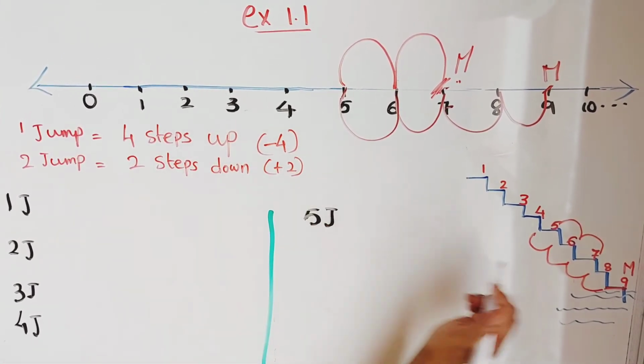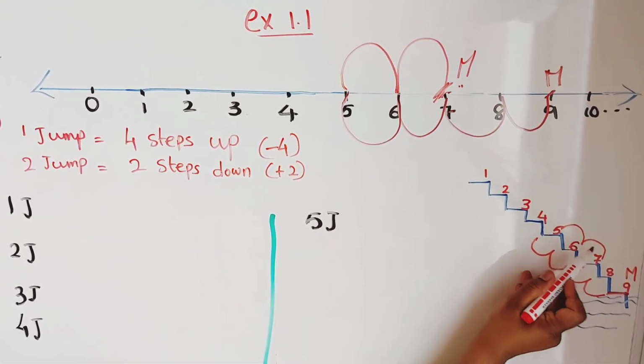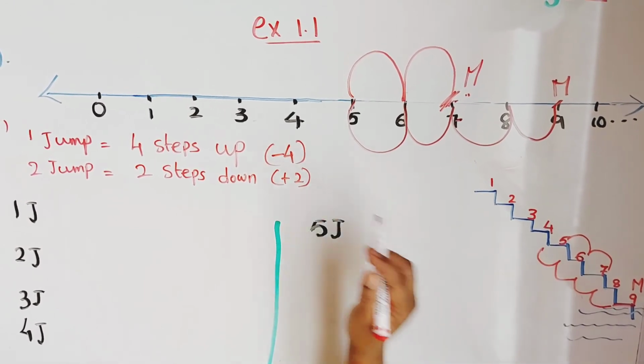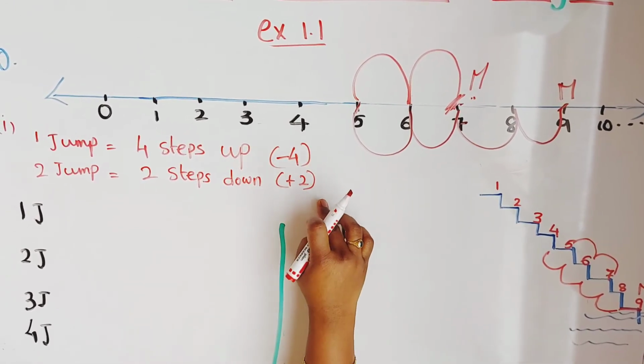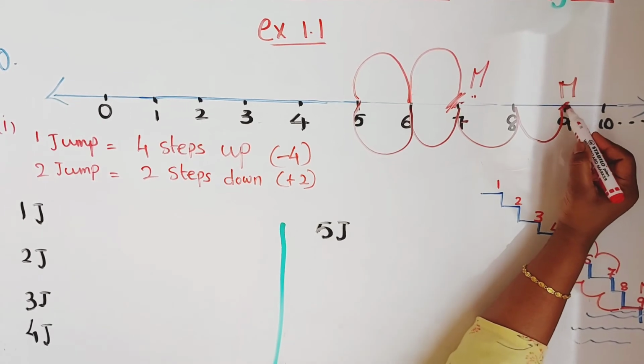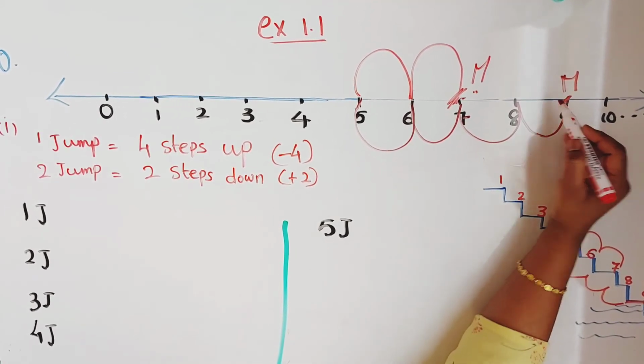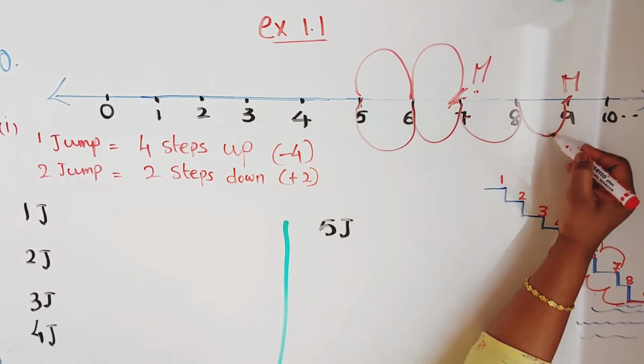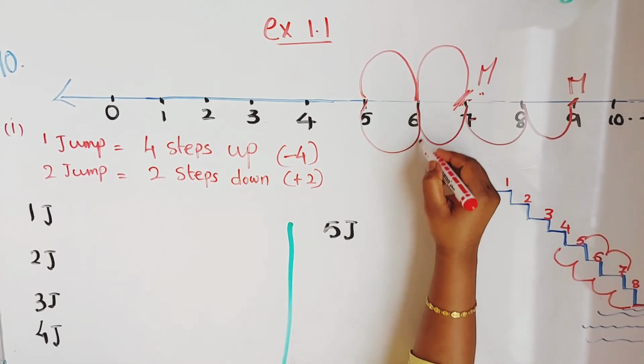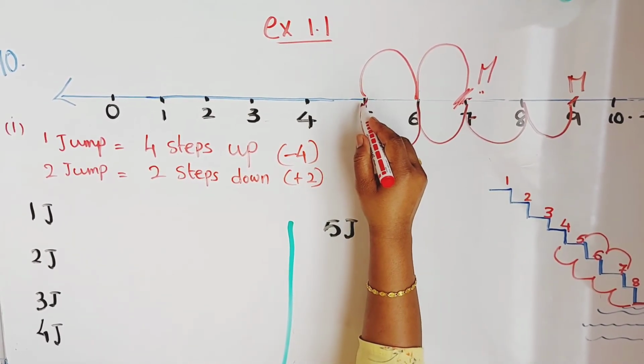2 steps down, that is plus 2 again. Increasing order. See, numbers increasing order. So we have to do minus 4 plus 2. See here also. Now monkey is at the 9th step exactly. So 4 steps up, that is minus 4. 1, 2, 3, 4. 4 steps up, minus 4.